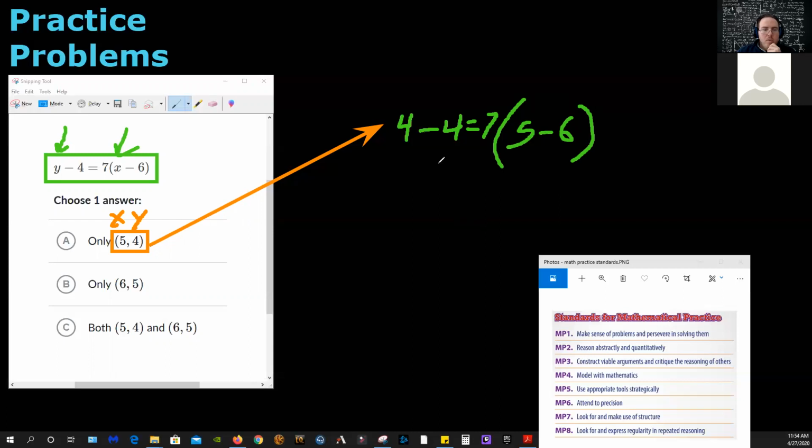Okay. Well, 4 minus 4 is 0. 5 minus 6 is negative 1. Negative 1 times 7 is negative 7. Uh-oh. I don't think so. 0 does not equal negative 7, so I don't like A. Let's go ahead and try these out.